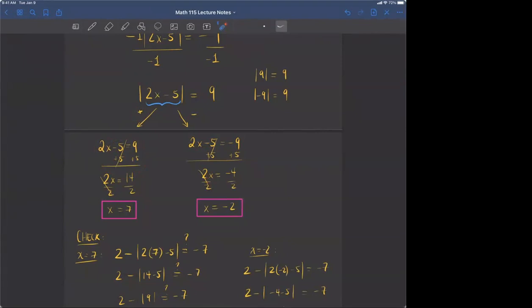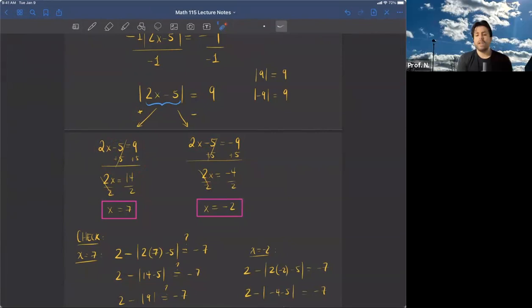Oh, okay, I got you. Thank you. Okay, so whenever you have an absolute value equation set equal to a number, you always want to see that the expression inside the absolute value could be positive of that number or could be negative that number, because the absolute value makes it always positive.